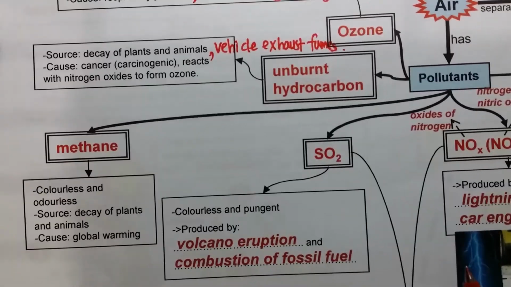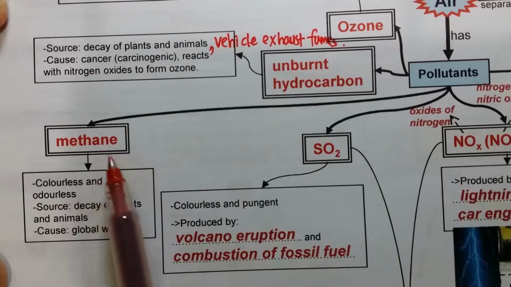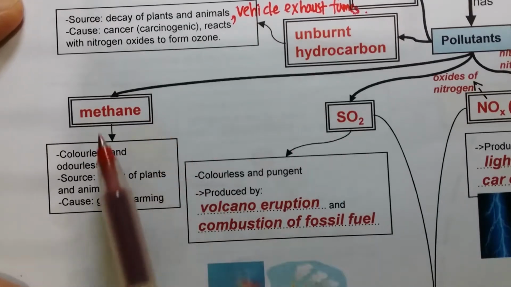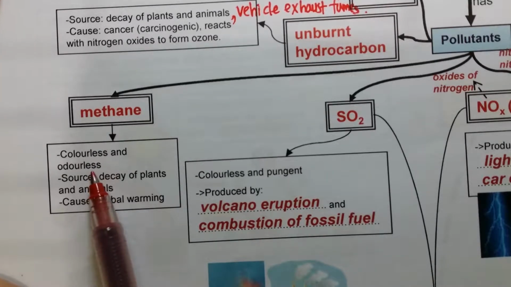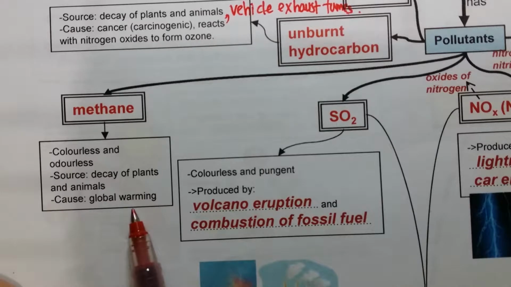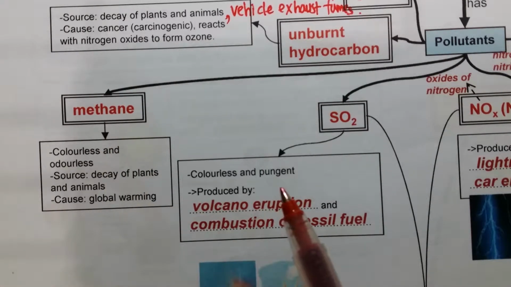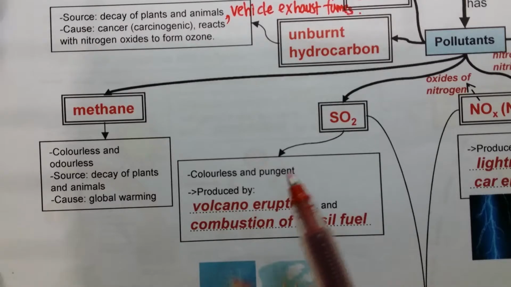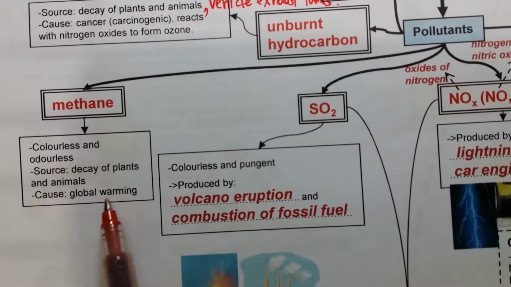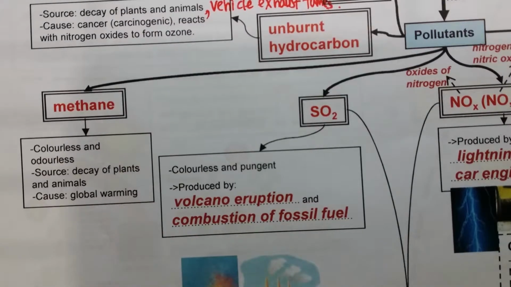Okay, pollutants. The third pollutant in the air is methane. Now methane is colorless and odorless, and the main source of it is decay of plants and animals, and the cause of it is global warming. So this methane is one of the greenhouse gases. Okay, I think in the next page of the mind map we'll talk more about greenhouse gases.